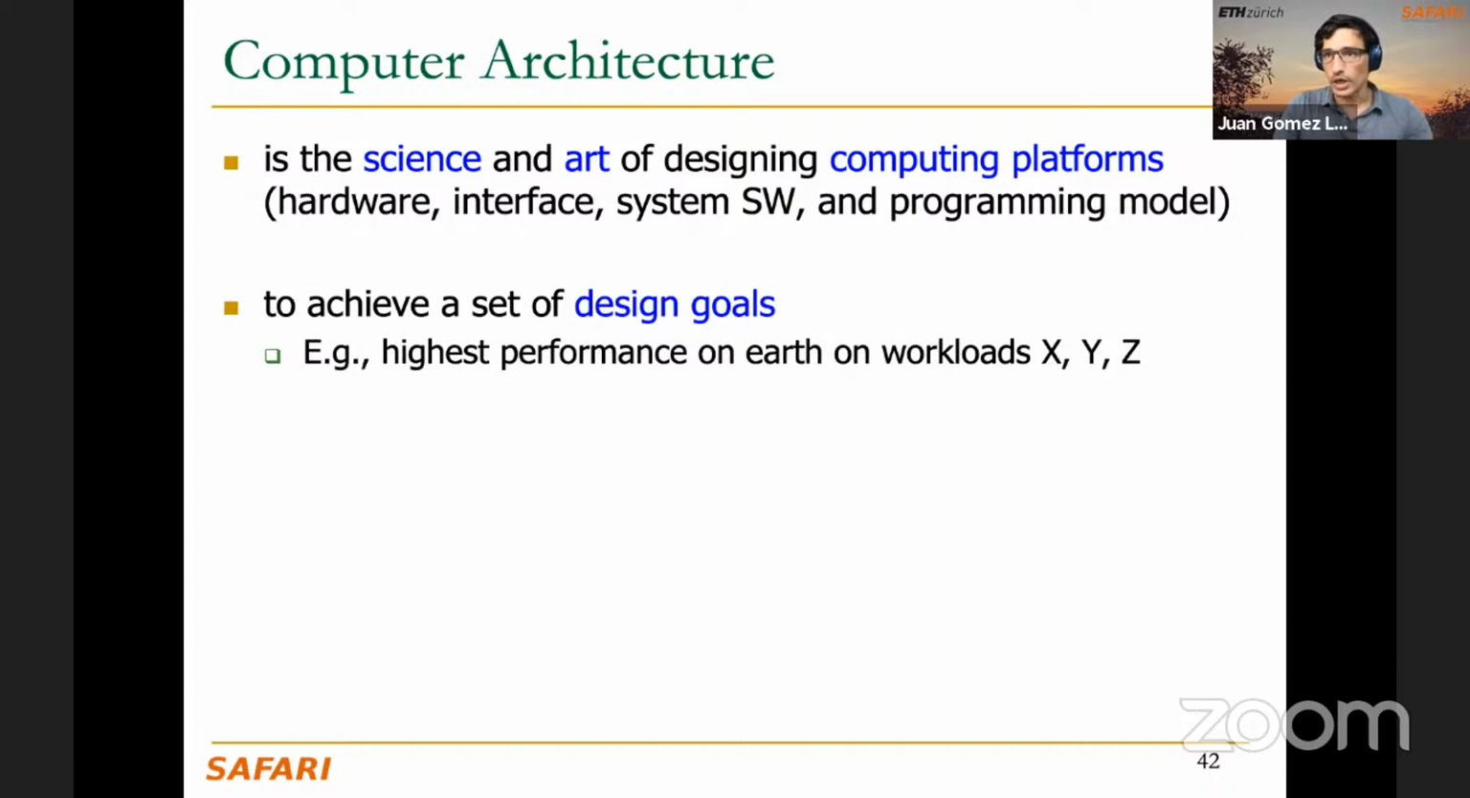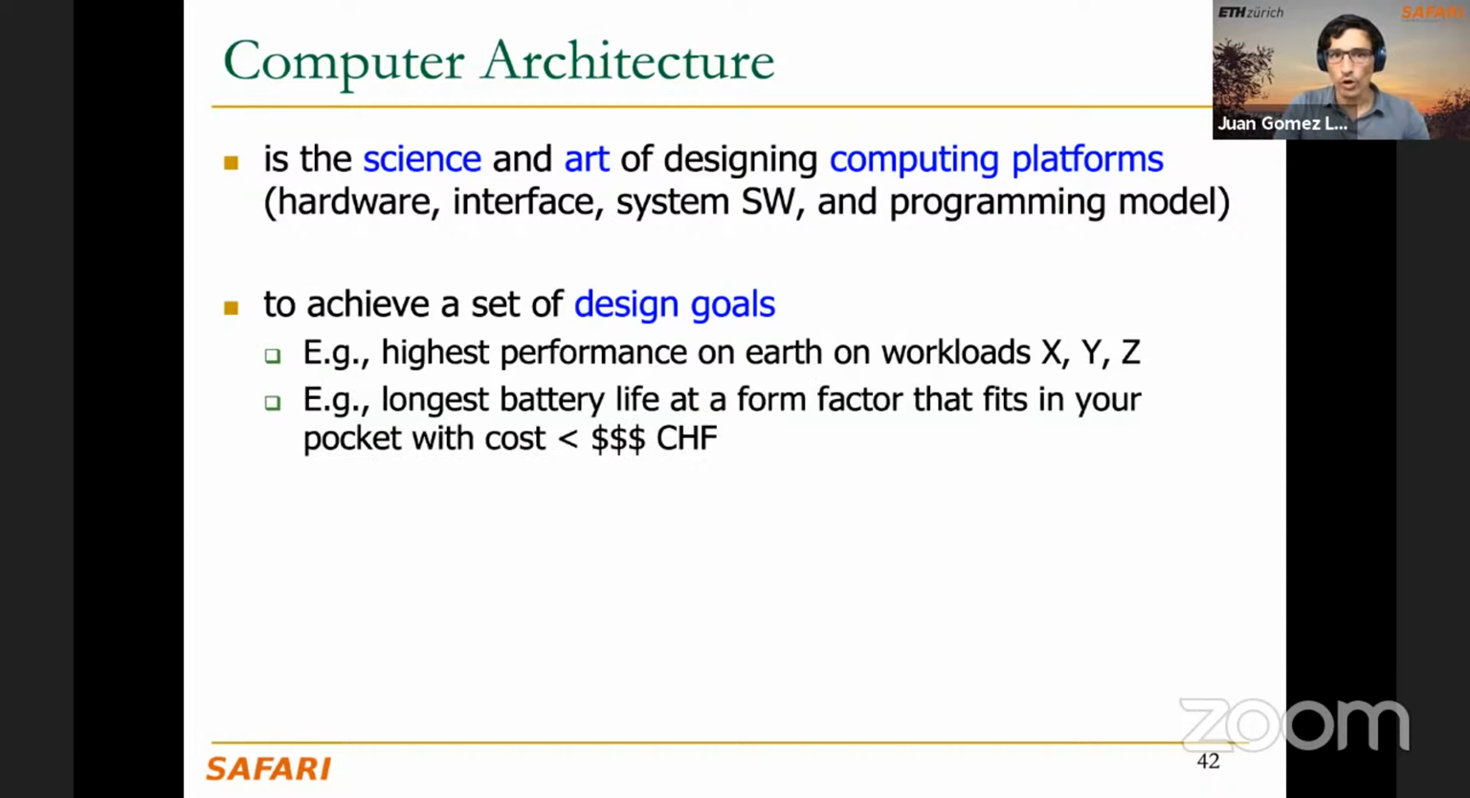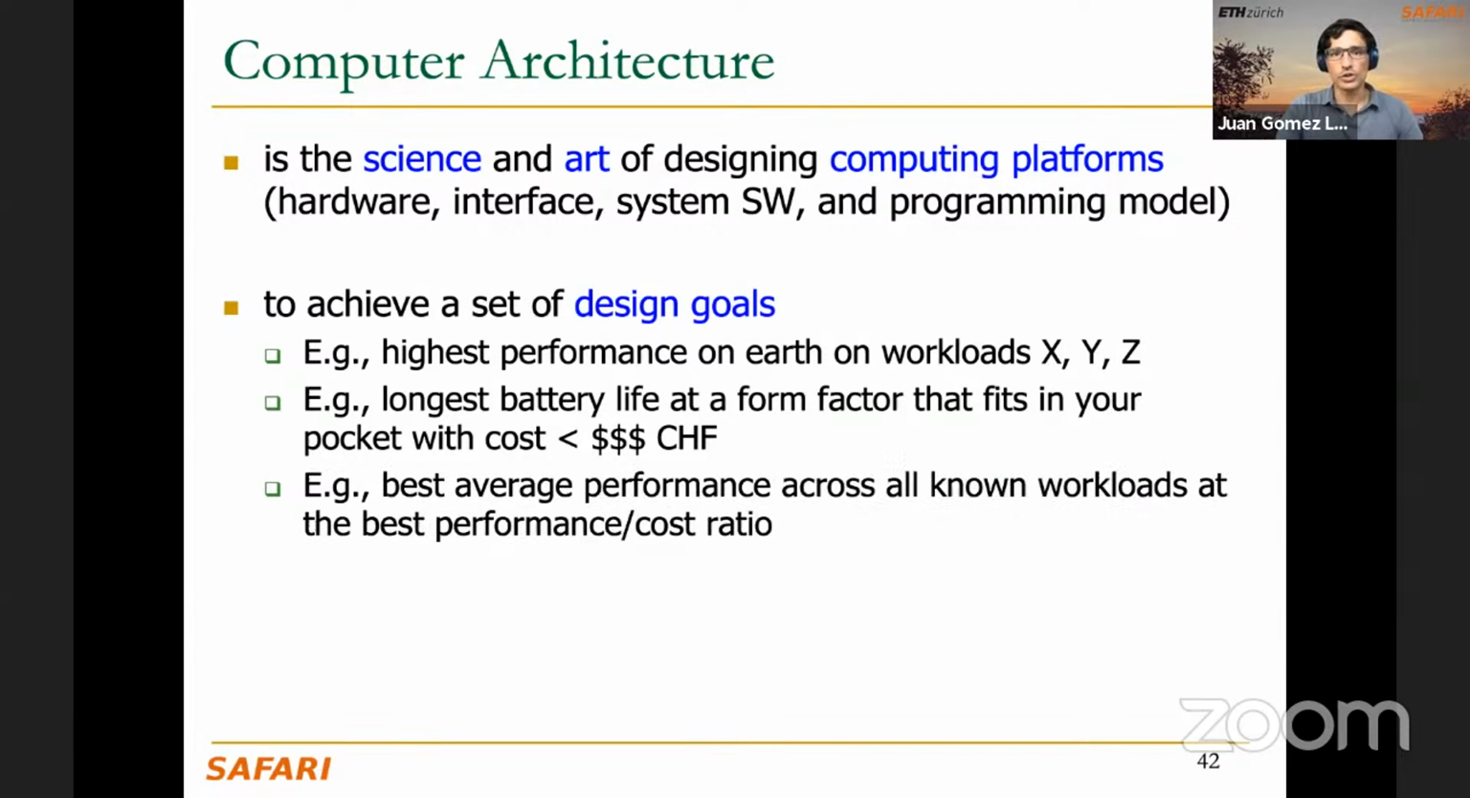For example, obtain the highest performance, or the longest battery life, which is extremely important these days with the amount of mobile systems that we are using, or achieve the best average performance across many workloads, right? This connects to something that I said before. We see more and more specialization these days in computer architectures because there are very important workloads that require achieving the maximum performance and energy efficiency. And we are designing accelerators and we are designing specific architectures for these specific workloads.